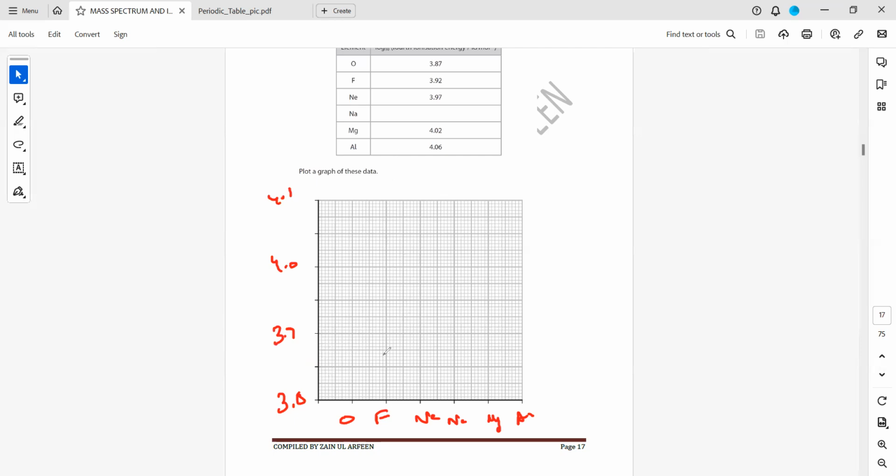And when we sketch the results, the values are given to you, like 3.87 for oxygen. I'm roughly sketching it; I'm not using the exact value. Then fluorine is 3.92. Then neon is 3.97. Sodium we don't have. Magnesium is about 4, and aluminum is 4.06, somewhere. So this is what you will have, a sketch of the graph.